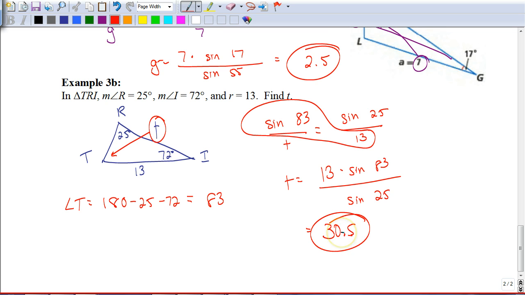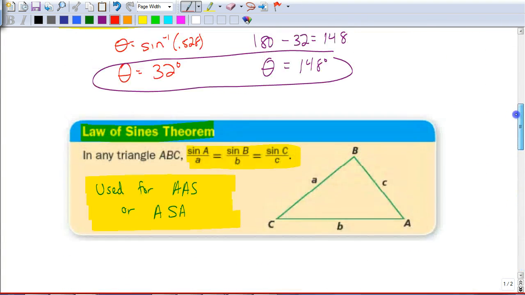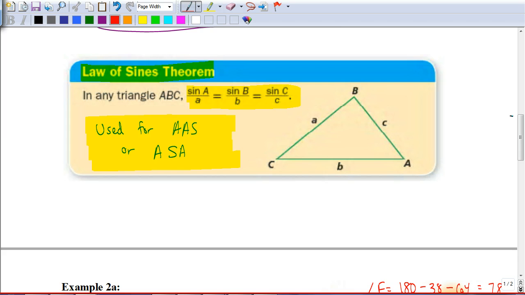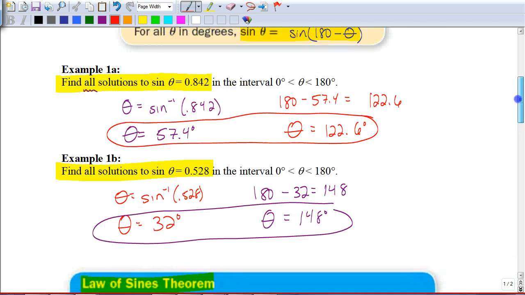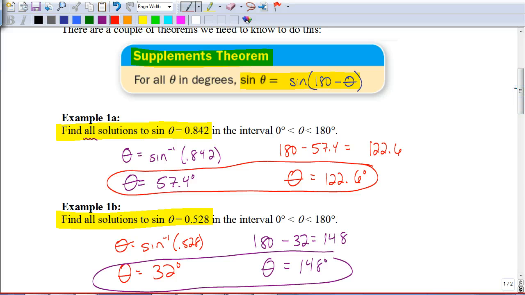Okay, so with that, that's all we're covering in our notes today. So that's the law of sines. Hopefully you understood that. It's a relatively easy concept. The other thing you want to remember that we talked about at the very beginning is this idea of the supplements theorem. You just find the measure of another angle that has the same value for a sine. You take 180 minus the measure of the angle. So with that, good luck on your assignment.